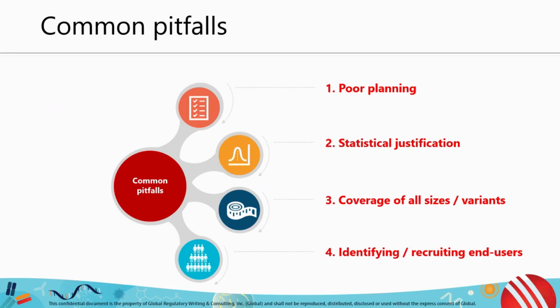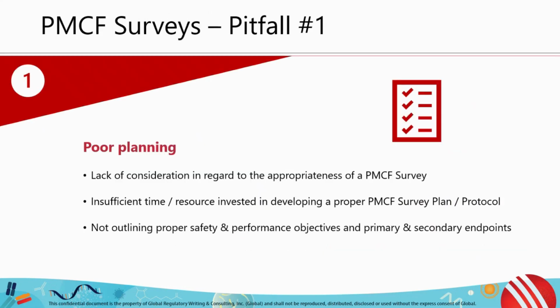I mentioned earlier that there's mixed opinions on surveys, and I can see why. Usually, again, it's that poor planning. What are the common pitfalls that mean that manufacturers maybe don't conduct or implement their surveys correctly? The biggest one is poor planning. The next one is statistical justification. We're going to look at coverage of all sizes and variants as well, and then also identifying and recruiting the end users.